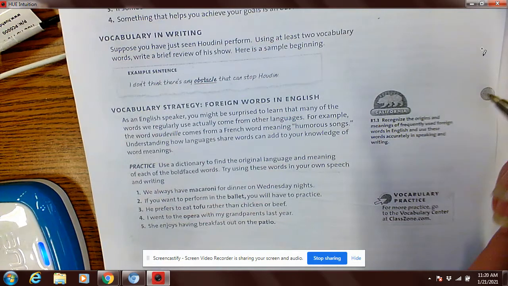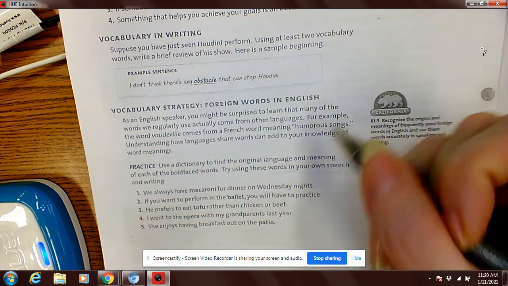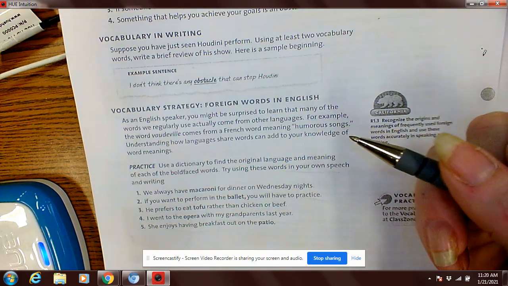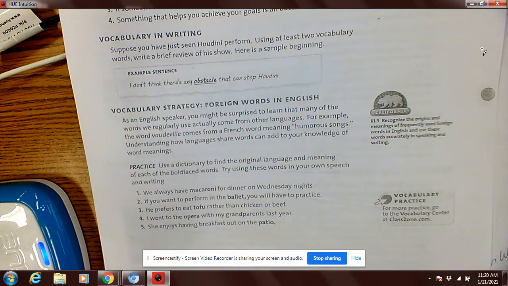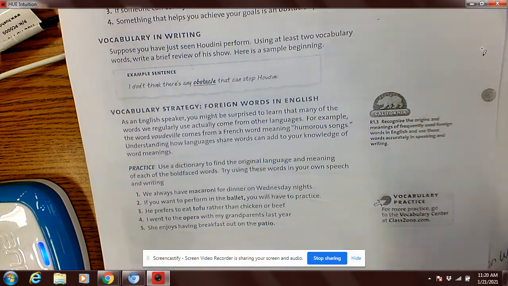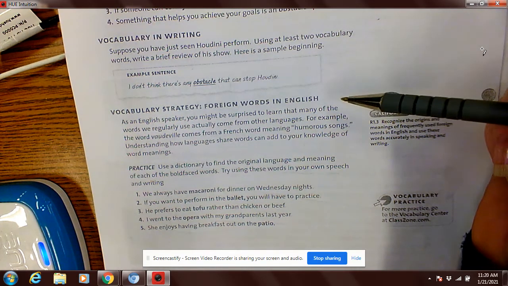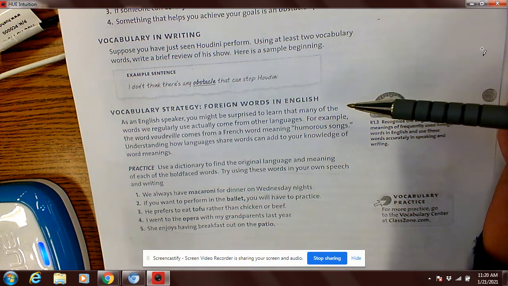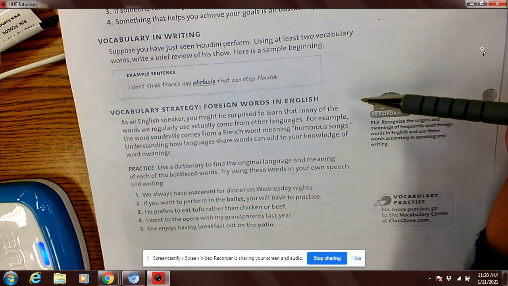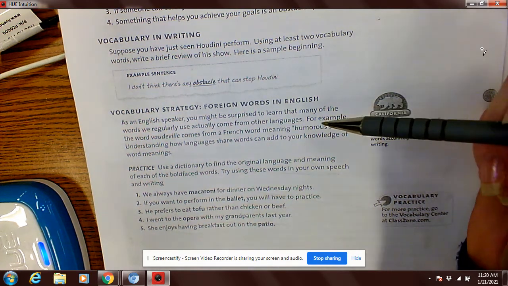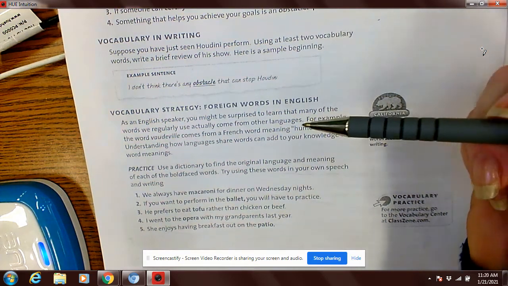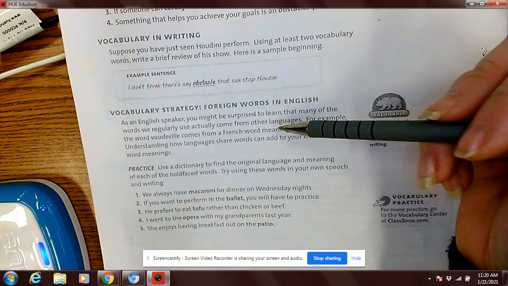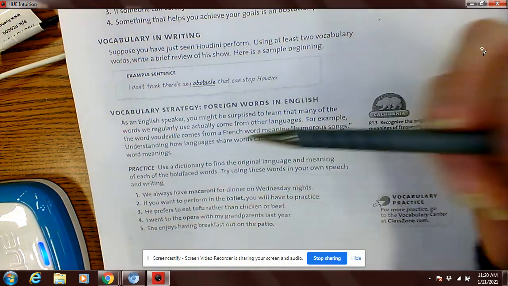Vocabulary strategy, foreign words in English. Well, this should make sense to you because I keep talking to you about root words and where they came from and how English is the hardest language to learn because we've borrowed from many different languages. As an English speaker, you might be surprised to learn that many of the words we regularly use actually come from other languages. For example, the word vaudeville comes from a French word meaning humorous songs. Understanding how languages share words can add to your knowledge of word meanings.